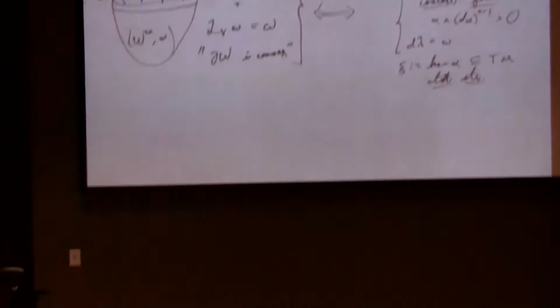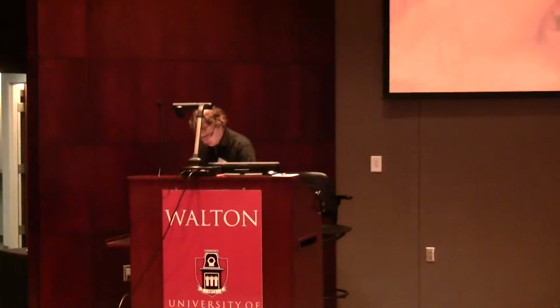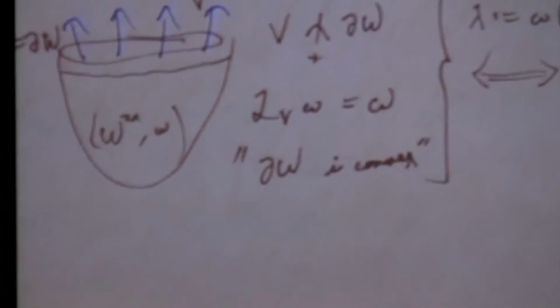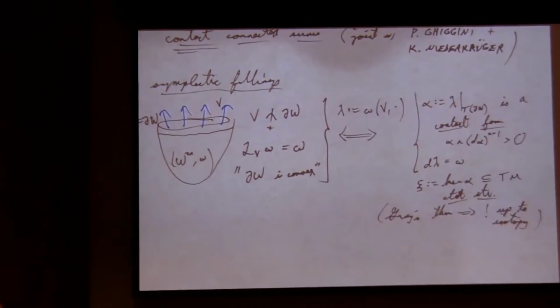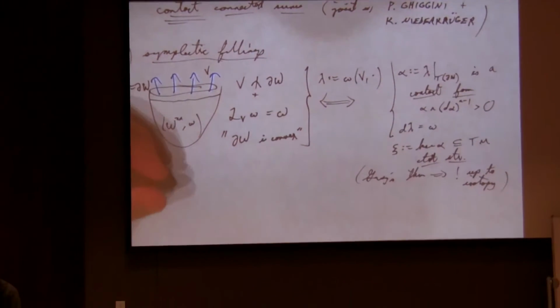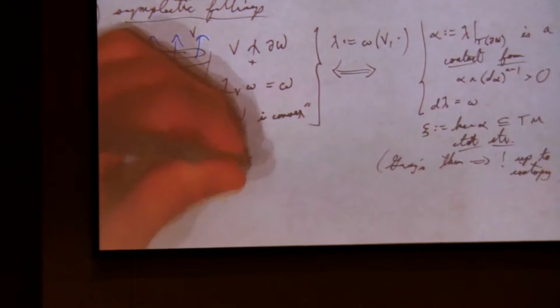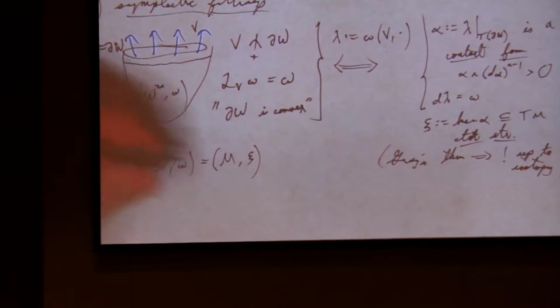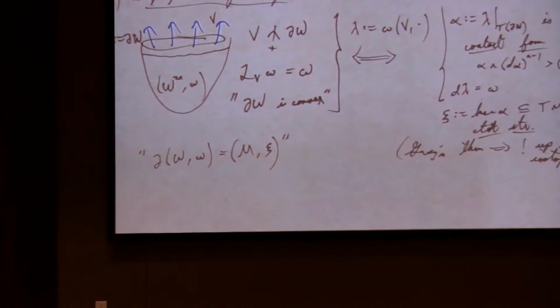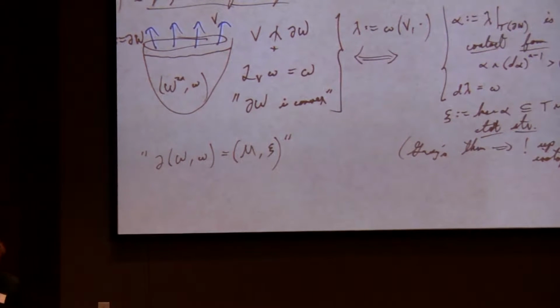And then by Gray's stability theorem, that contact structure is unique up to isotopy. So in that sense, we often abbreviate this situation by saying the boundary of (W, omega) equals (M, psi), where psi is understood to be defined up to isotopy.